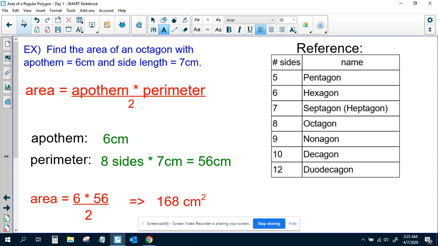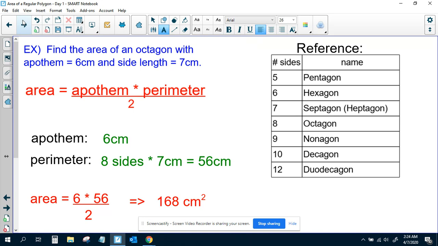Our formula for area is the apothem times the perimeter divided by 2. The apothem, they tell us, is 6. Easy peasy. The perimeter, they don't give us directly, but we can get it pretty quickly. If the side length is 7 and there are 8 sides, then the entire perimeter is 8 times 7, or 56.